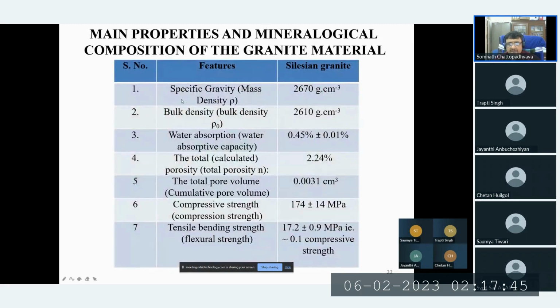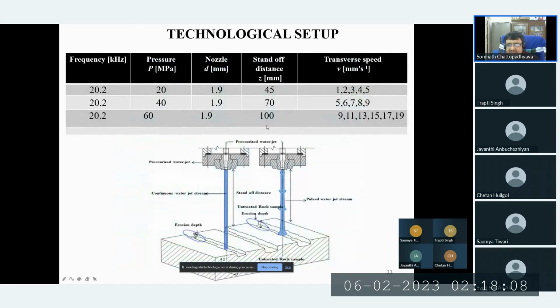The main properties of all those materials, such as the specific gravity of those rocks, bulk density, water absorption capability, and all sorts of things we have found out, because we have to meticulously find out all of those parameters. On the basis of that, we have to fix up our strategies of disintegration. And these are the different frequencies.